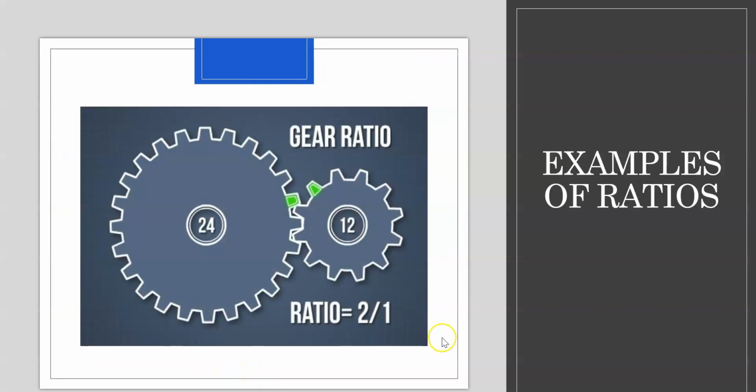All right, so ratio is important when it comes to gears. Here we've got a gear that has 24 teeth on it, and this one has 12 teeth on it. So our gear ratio would be 24 to 12, and we can simplify that to 2 to 1.